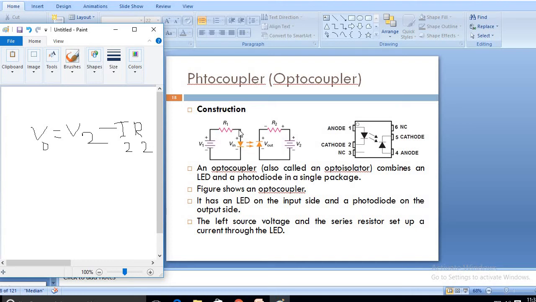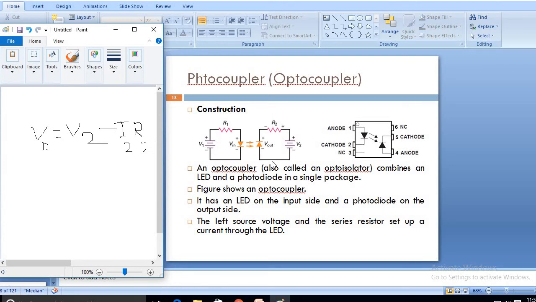The left portion consists of the LED part, and the right portion consists of a photodiode part. Initially, the input voltage is connected in series with resistance R1. This will generate a current across the LED, whose light falls directly on the photodiode on the right-hand side. This will generate the reverse current through this circuit, and I need to calculate the output voltage across this circuit, meaning V out is equal to V2 minus I2 R2.